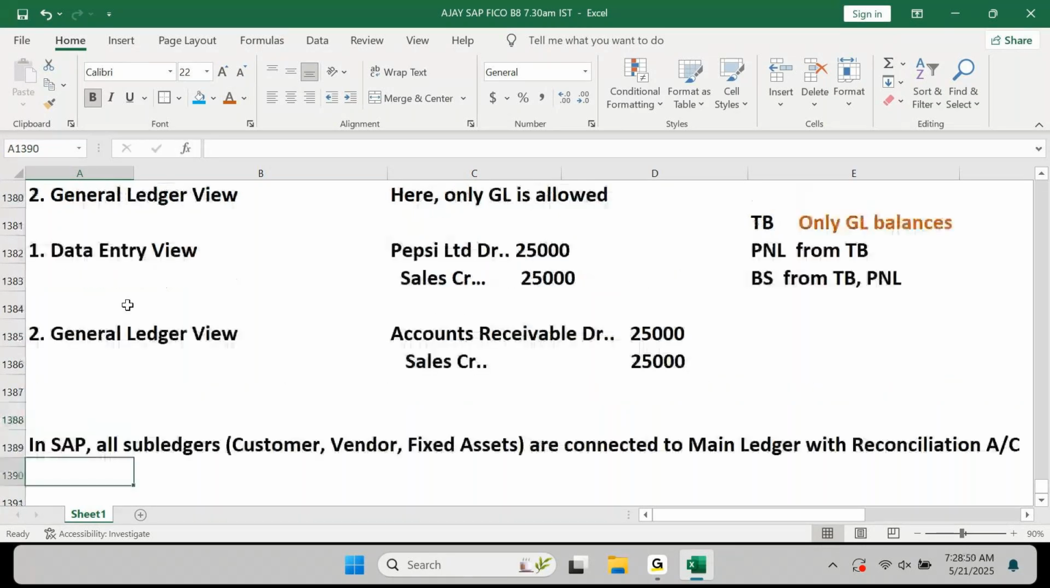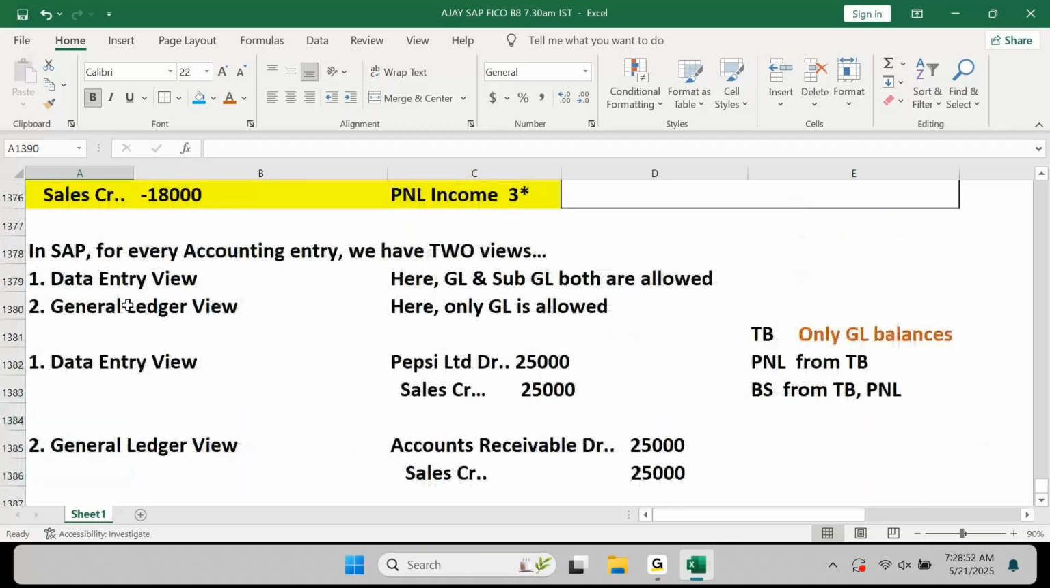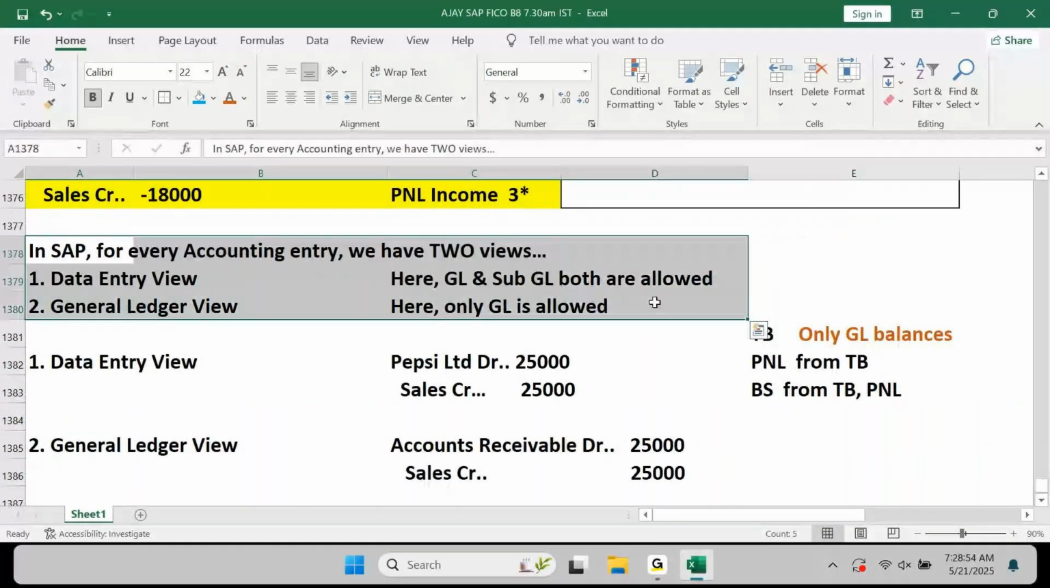This is important. In every accounting entry, these two: data entry view and general ledger view, because we started writing debit credit according to SAP. Make sure in SAP, every accounting entry contains two views: data entry view, general ledger view.